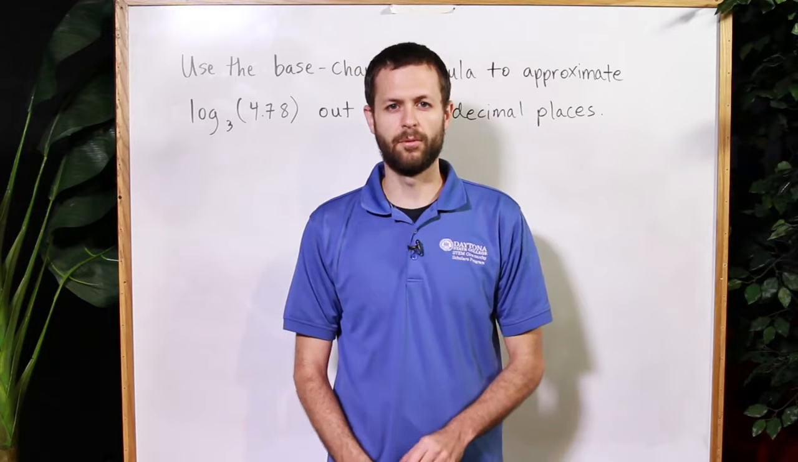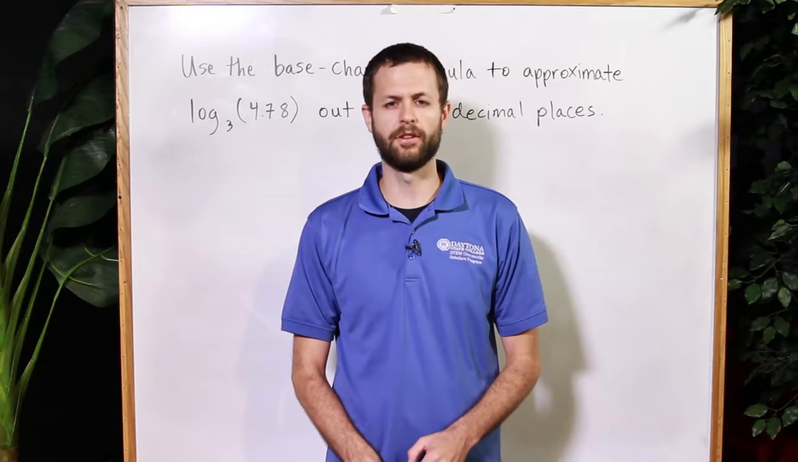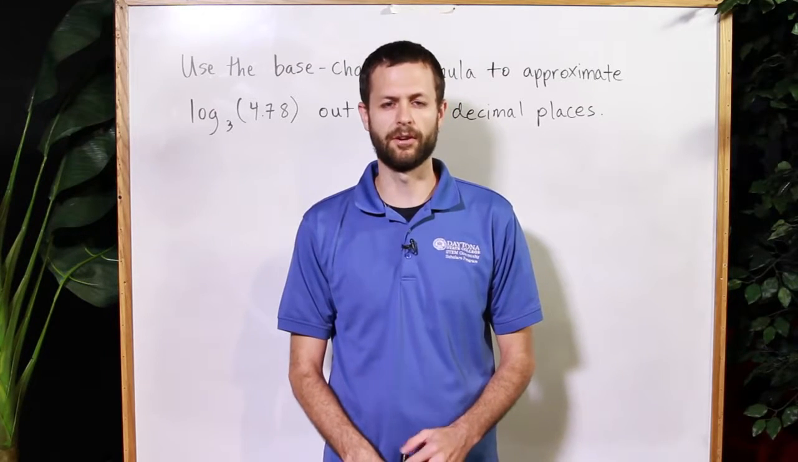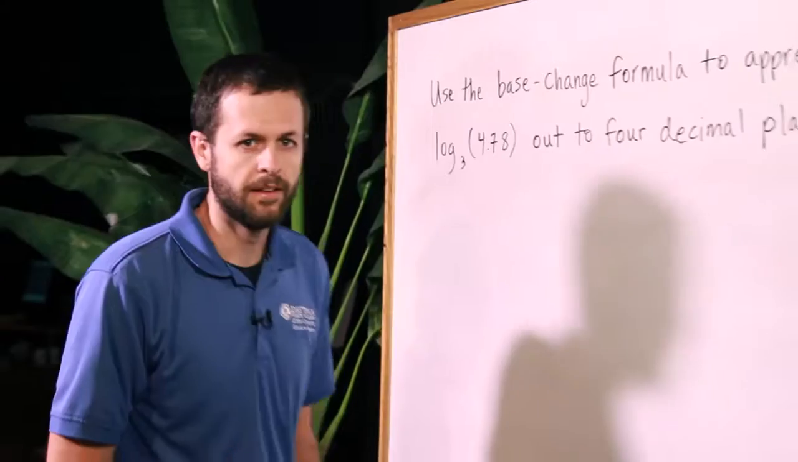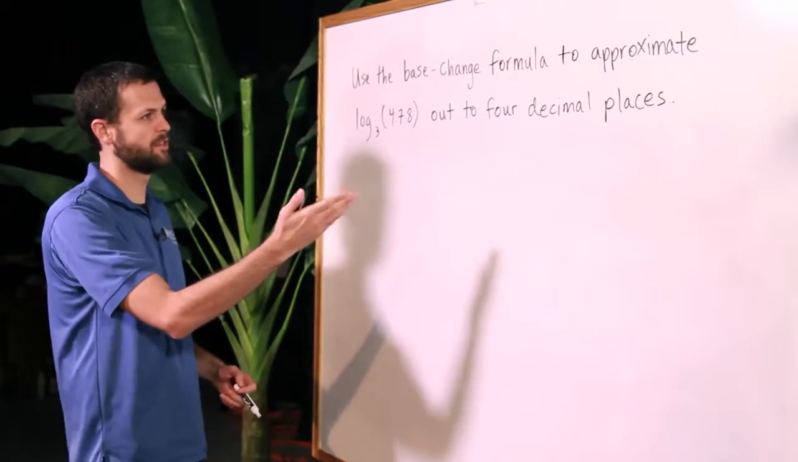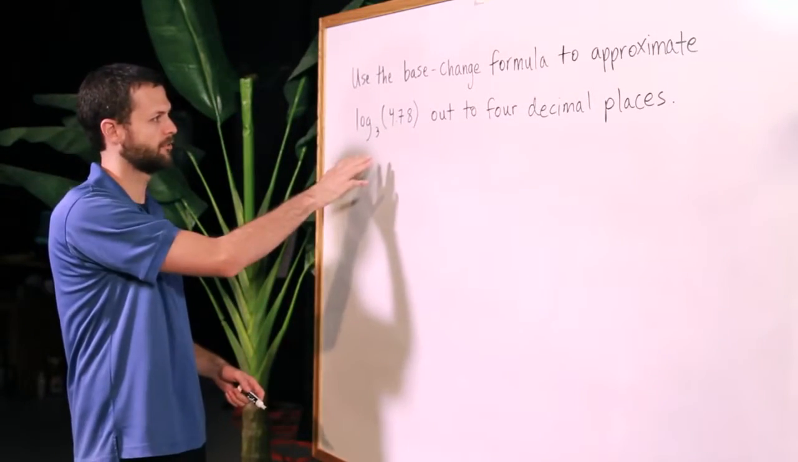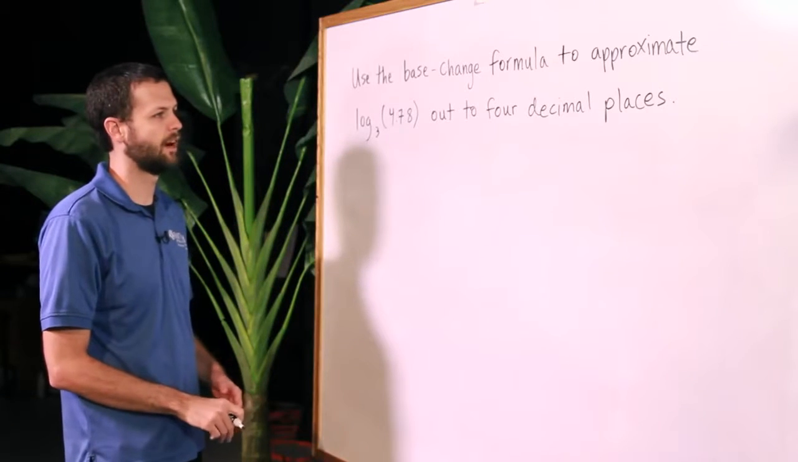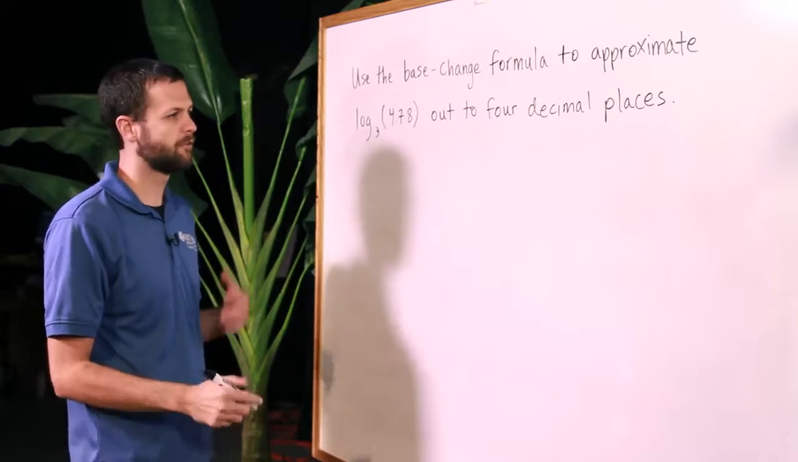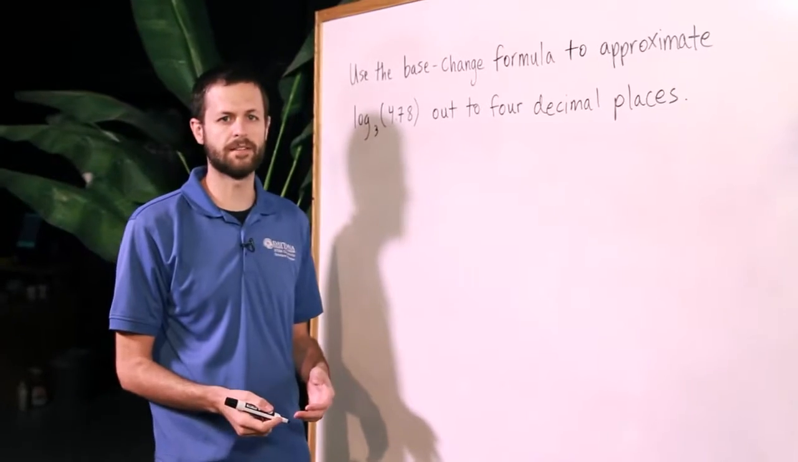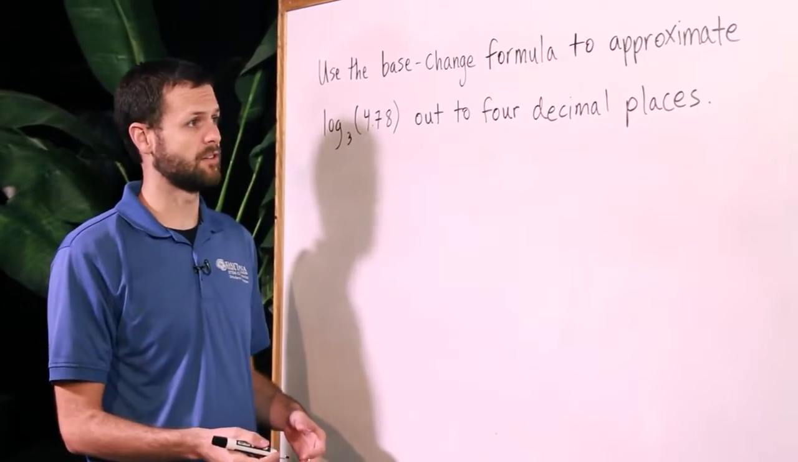In this example, we want to use the base change formula for logarithms to approximate a value of a logarithm. This example asks us to use the base change formula to approximate log base 3 of 4.78 out to 4 decimal places. So first of all, what I want to do is remind ourselves of the base change formula for logarithms.